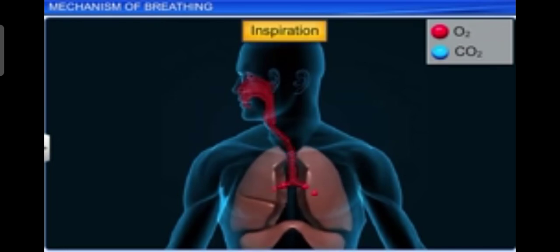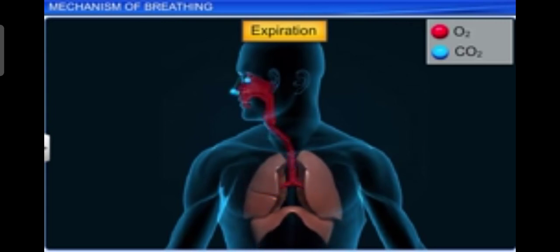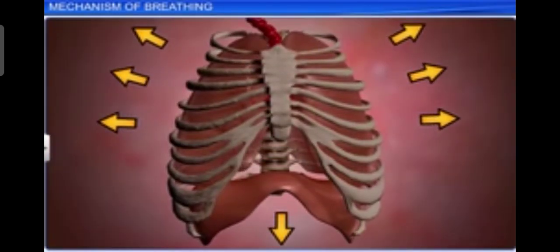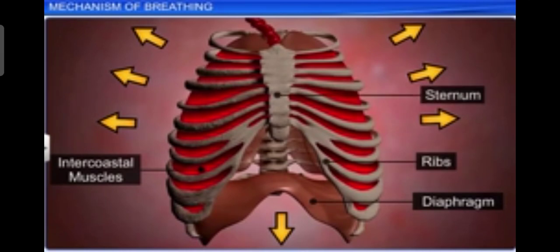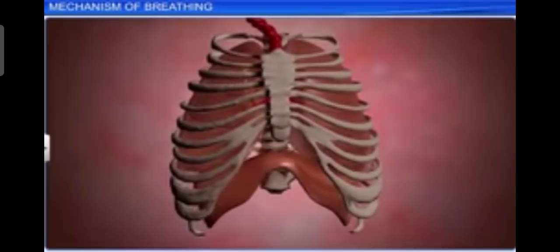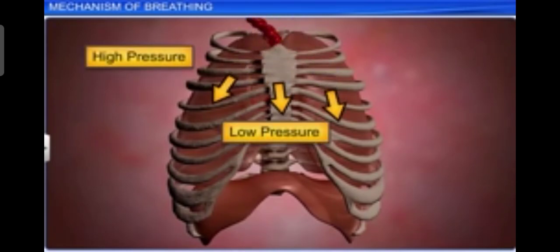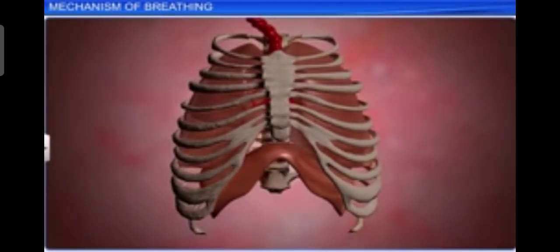During inspiration, atmospheric air is drawn in, and during expiration, the alveolar air is released out. The movement of air into and out of the lungs is carried out by creating a pressure gradient between the lungs and the atmosphere. Inspiration occurs if the pressure within the lungs, that is the intrapulmonary pressure, is less than the atmospheric pressure. So there is a negative pressure in the lungs with respect to atmospheric pressure.